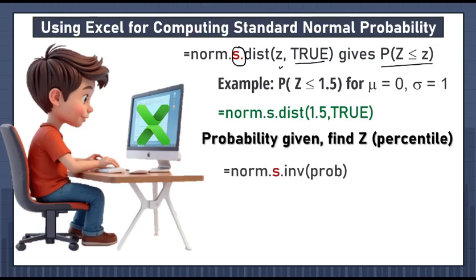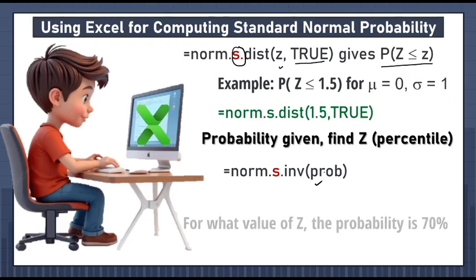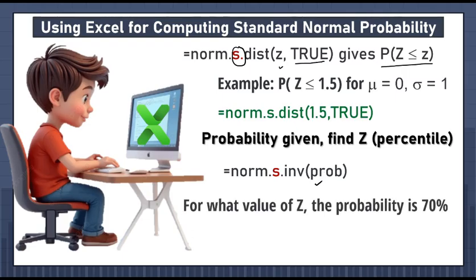Now find the z percentile. If it is the reverse, that means the probability is given to you and you have to get the percentile value of z, as we have done earlier. In that case, you just put the probability. Suppose someone asks you to compute the value of z for 70% probability. So just NORM.S.INV and then 0.7, because 70% is 70 divided by 100, which is 0.7. So we replace 0.7 here, and that's how we calculate it.